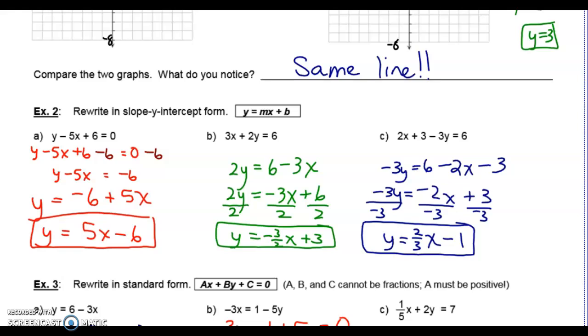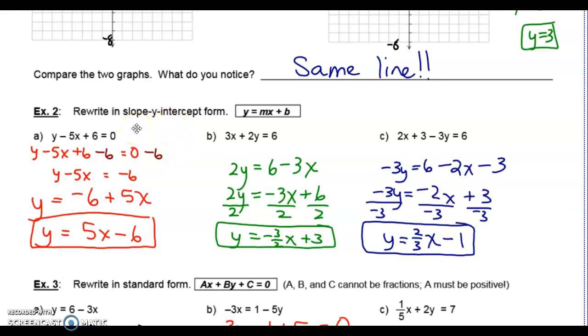So example 2. We are going to rewrite these equations in slope-intercept form. So I want them to look like this: y equals mx plus b. Example A. y minus 5x plus 6 equals 0. So I want the y all by itself, which means I have to move the negative 5x and I have to move the positive 6 over to the other side.